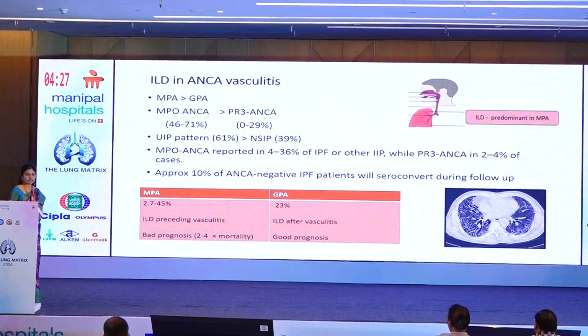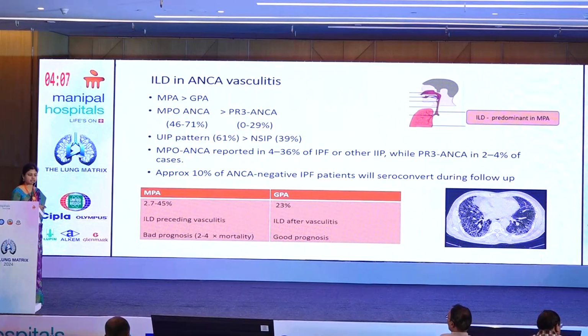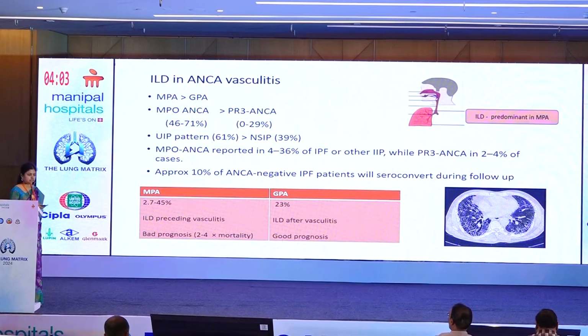So coming to the fourth pattern, that is interstitial lung disease in ANCA vasculitis. It has growing evidence nowadays. Usually we think of connective tissue disorders when associated with ILD, but ANCA also has a role, and it is usually seen in microscopic polyangiitis, and anti-MPO antibodies are seen in up to 71% of the cases compared to anti-PR3 antibodies. And the UIP pattern predominates in them, and usually in MPA, the ILD precedes vasculitis, whereas in GPA, the ILD occurs after vasculitis, and it usually carries a bad prognosis.